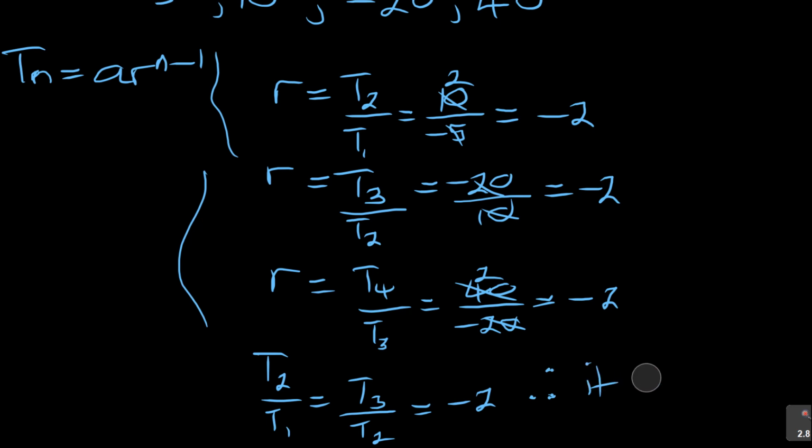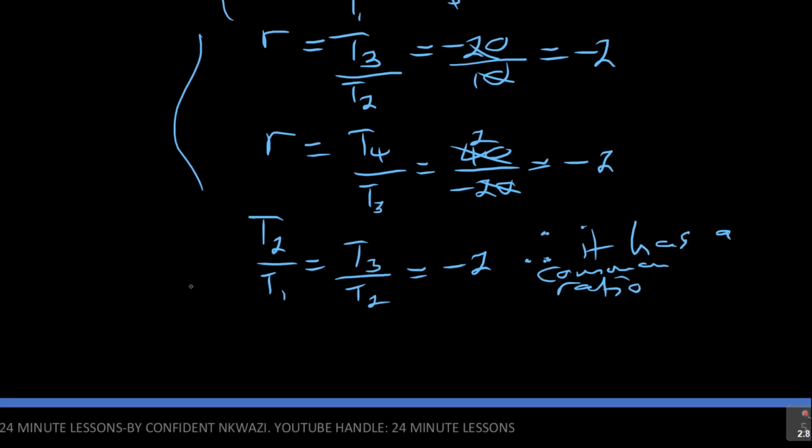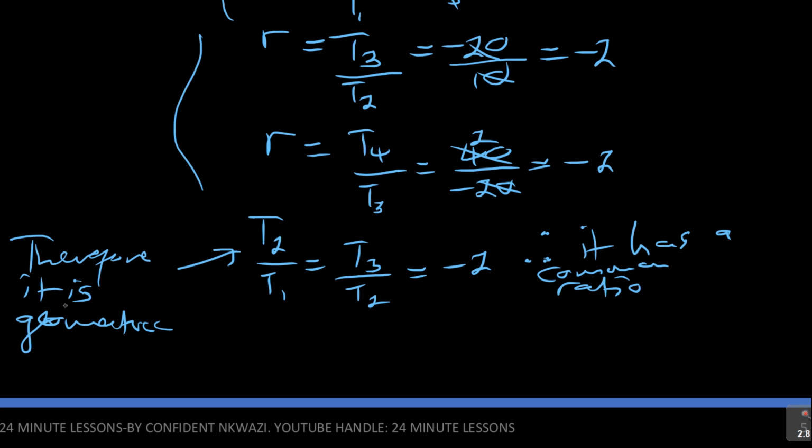You can say that it has a common ratio. Once it has a common ratio, it means it's geometric. Or you can conclude by just saying, therefore it is geometric. Just by saying that, you're already telling us this sequence is a geometric sequence. It's saying T2 over T1 is equal to T3 over T2.